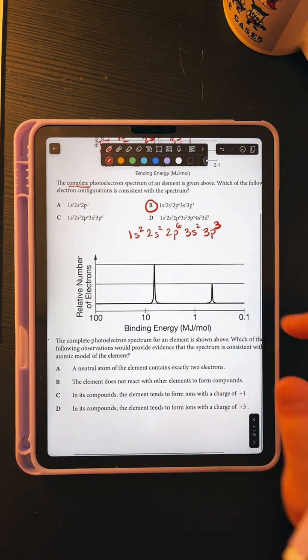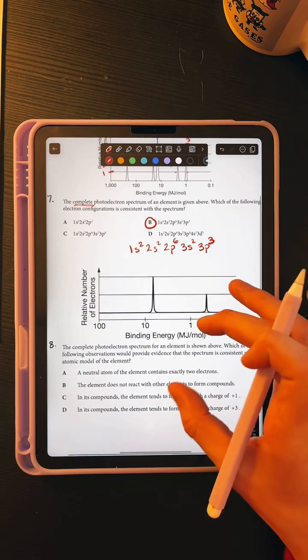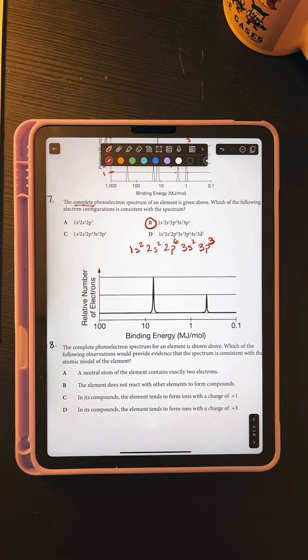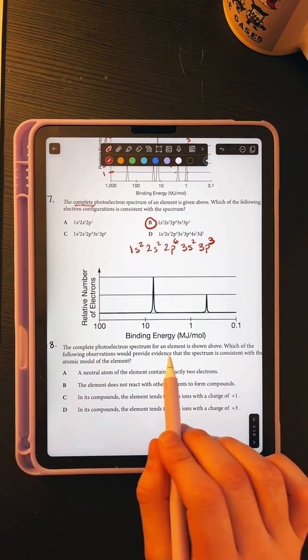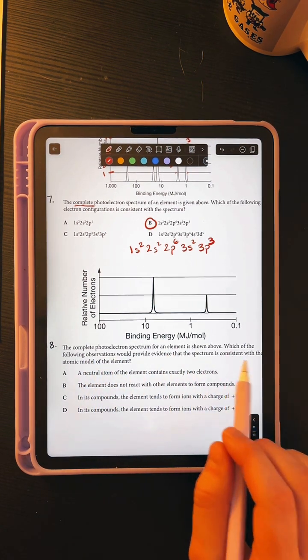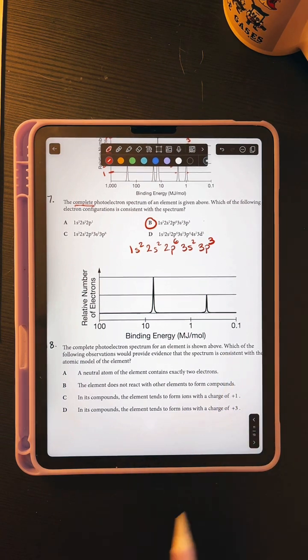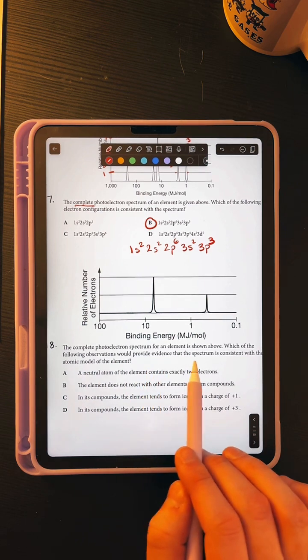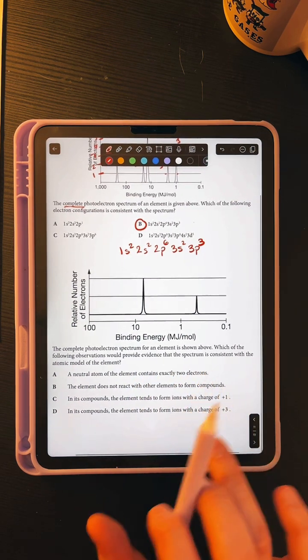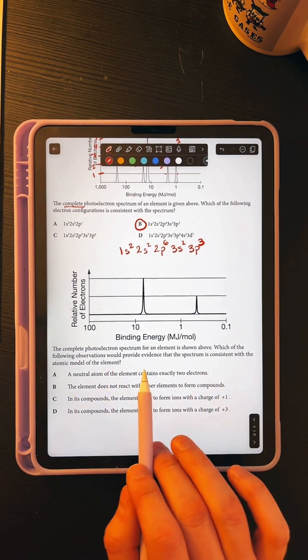It is a lot of fun. So let's go on to another one similar to this. It's still a photoelectron effect. The complete photoelectron spectrum for an element is shown above. We're not told what element. Yes, the labs are posted on YouTube. Which of the following observations would provide evidence that the spectrum is consistent with the atomic model of the element?